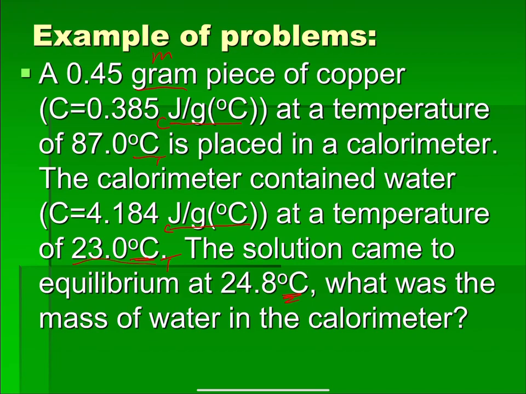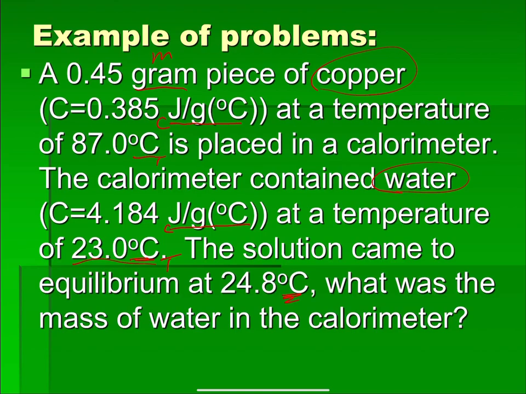What I'm going to do is separate all these values into our two substances. You can see that we're going to be talking about copper, and we're going to be placing it in water. So I don't just want the heat capacities, initial temperatures, final temperatures, and masses. I need them for each thing, the copper and the water, and I've got to keep them straight.